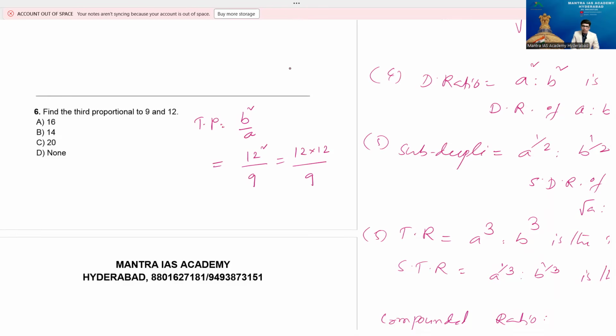Of course, 12 square is 144, you will definitely know. But the point is, don't write that. When calculating, do it in this style: 3 3s are, 3 4s are, and 3 4s are. 4 into 4, how much is it? 16. That's the third proportional, option A.